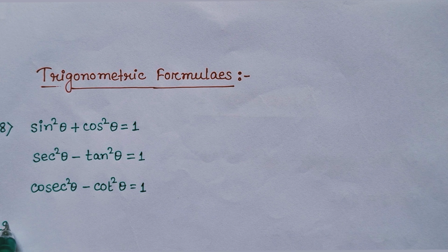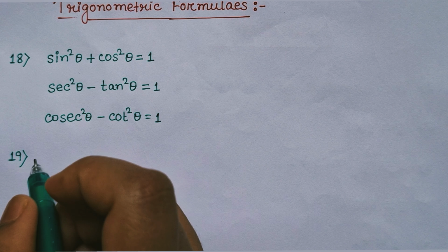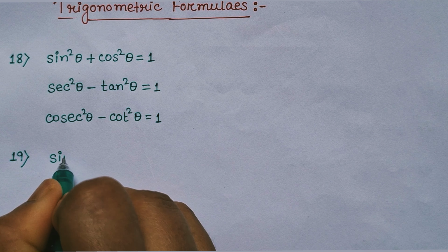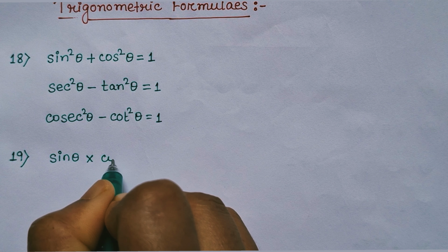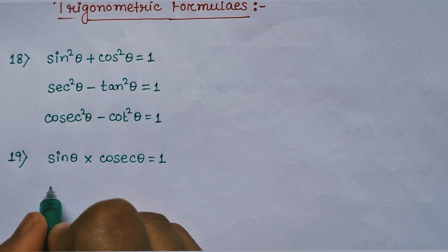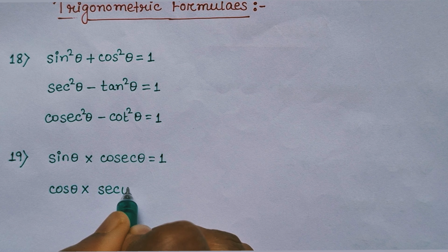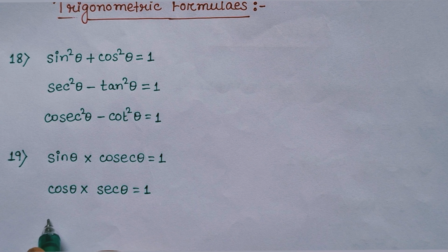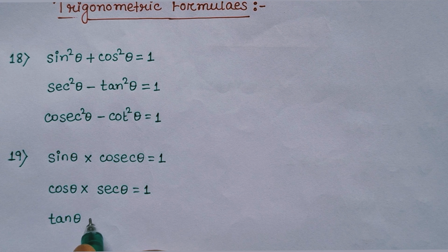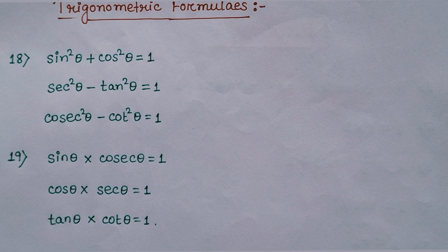Now let's learn another set of trigonometric formulas. What are those? Those are sin theta into cosec theta equals 1, cos theta into sec theta equals 1, tan theta into cot theta equals 1.